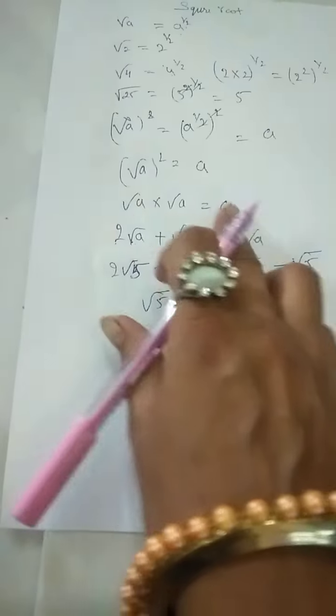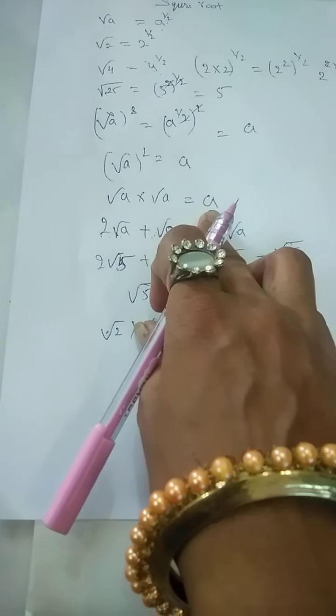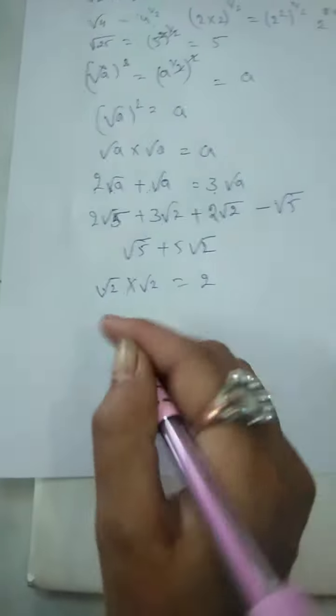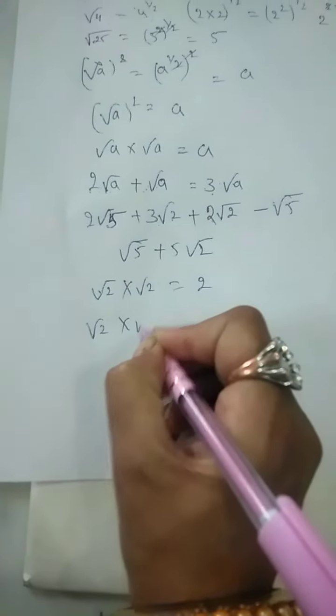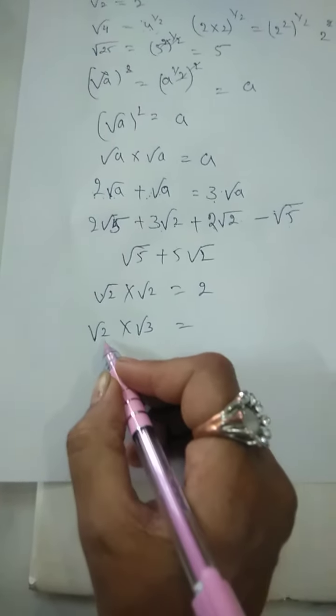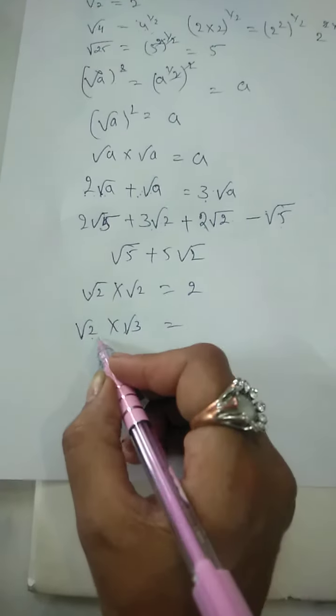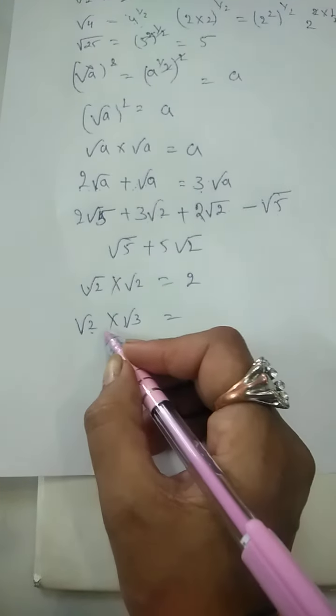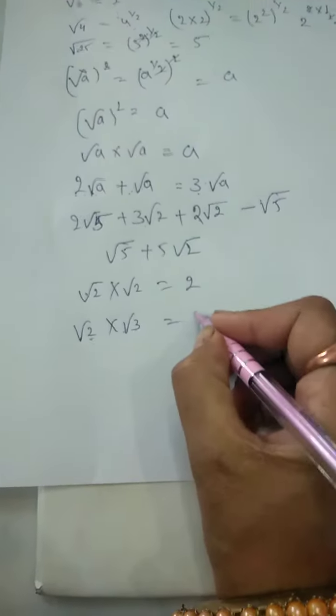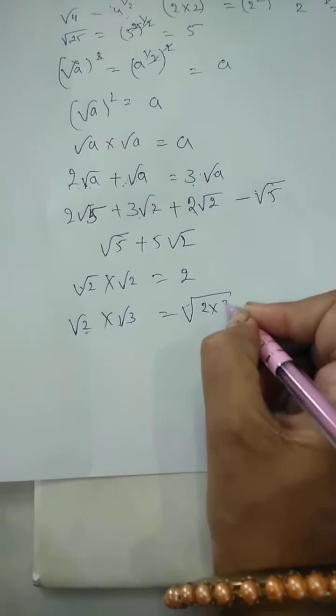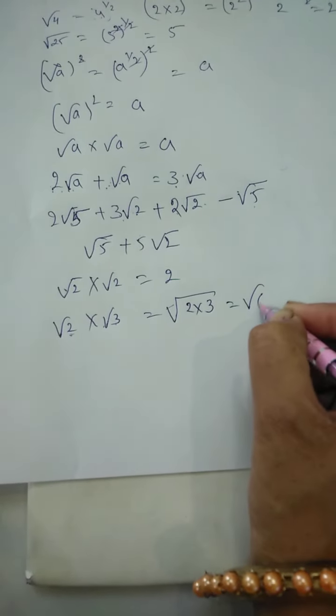I already made you understand this. And root 2 into root 3, then we can multiply the values under the root. Root 2 into root 3 equals root 6.